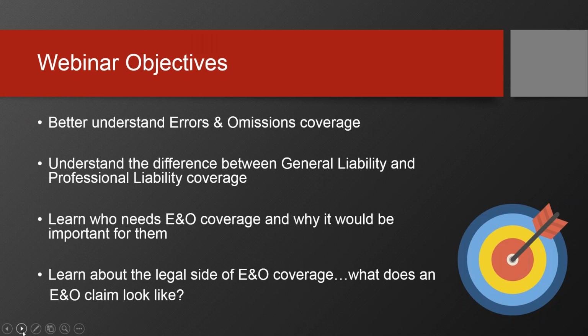So I'm going to talk about errors and omissions. We're going to go quickly through the difference between general liability and professional liability. We're going to talk about who needs it and why it's important. And at the end, I'm going to go through a couple basic claims. Claims are always interesting, and we'll go through a couple easy ones at the end here. So without any further ado, let's get moving.